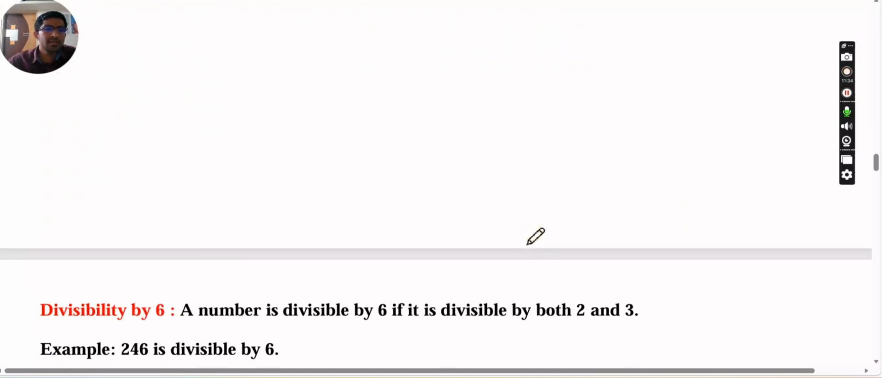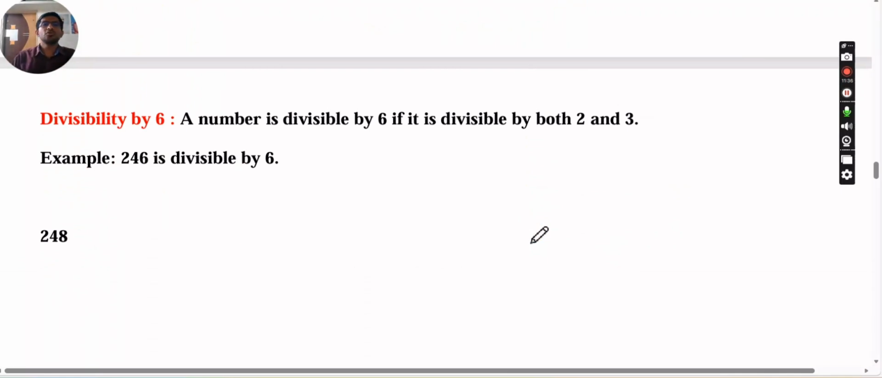After 5, the next test is for the number 6. 6 doesn't have any special test. Here we have to use the division algorithm, that is what we need to understand. A number is divisible by 6 if it is divisible by both 2 and 3. Both 2 and 3, because we know that 2 into 3 is 6. So if any number is divisible by 2 and also divisible by 3, that number is divisible by 6. In this way we need to understand the divisibility test of 6.